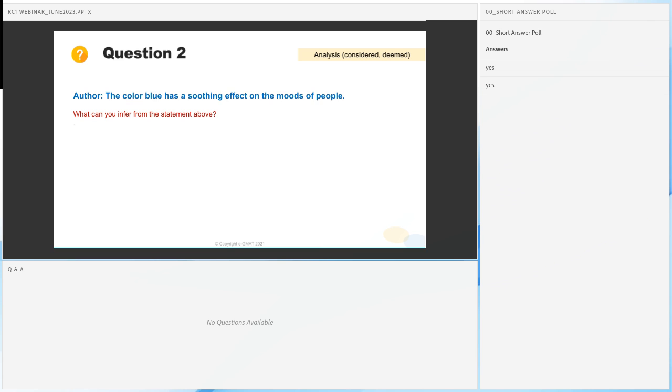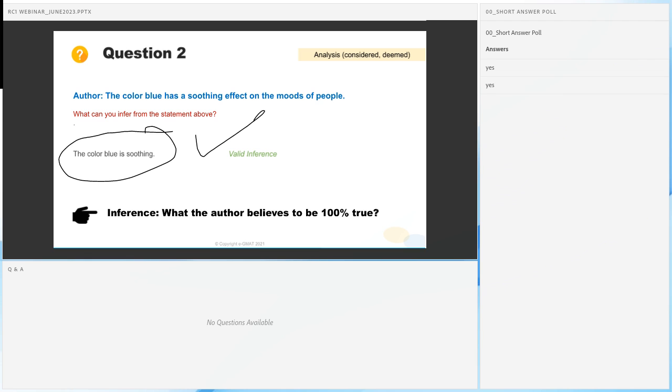Now, if the author said the color blue has a soothing effect on people, rather than "it's considered to," then of course this is a valid inference. This is absolutely correct in that case. And this is a really, really important distinction for you to have, especially for people who made a mistake on the previous question. Is that clear?